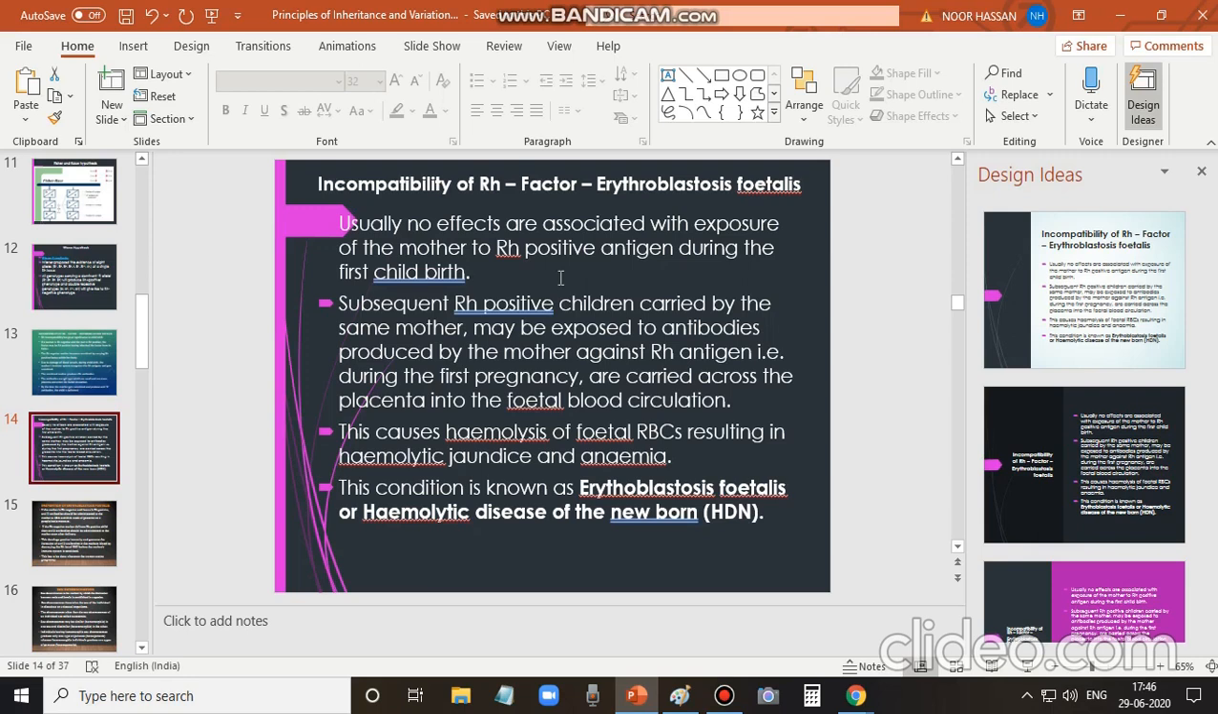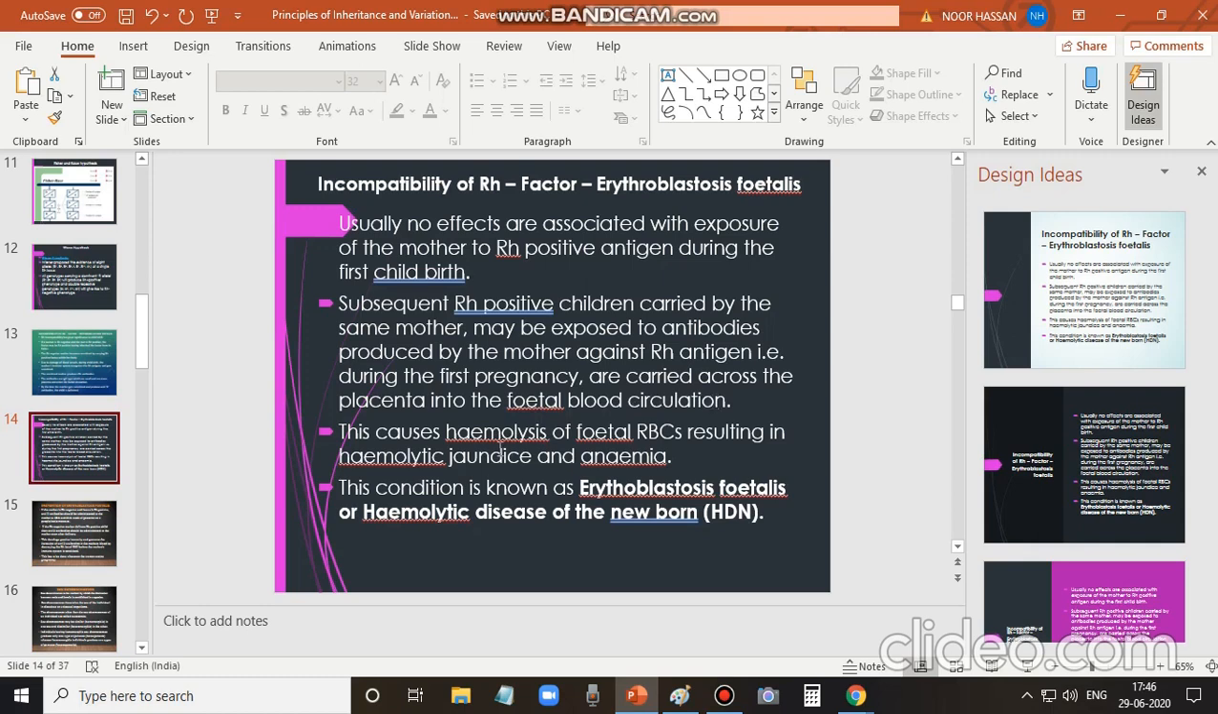But in subsequent pregnancies, when the mother is again carrying an Rh positive child, that will affect the child. The antibodies produced by the immune system of the mother enter through the placenta into the fetal blood circulation.